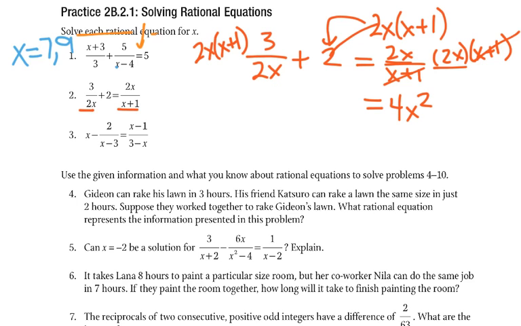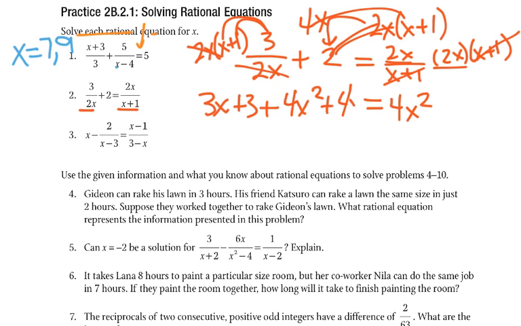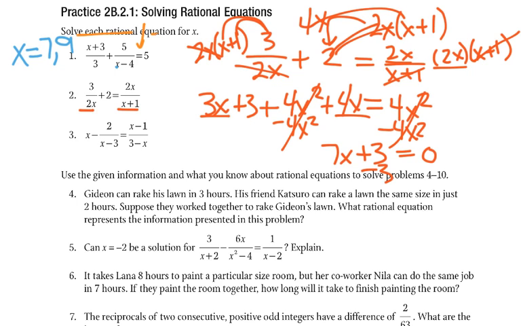Then let's do this side. 2x gets canceled. 3 times x, 3x. 3 times 1, 3, plus 2 times 2x would be 4x. 4x times x would give us 4x squared plus 4x. Now this one's nice because if I subtract 4x squared from both sides, they cancel out. So then I combine 3x and 4x to get 7x plus 3 equals 0. Subtract 3. 7x equals negative 3. Divide by 7. And x equals negative 3/7, which if I put in for x, they wouldn't be 0 because I'd need either a 0 for x or a negative 1. So that one would work.